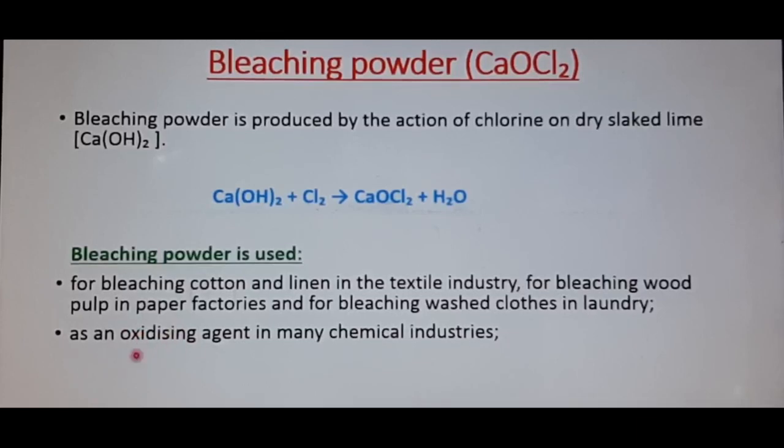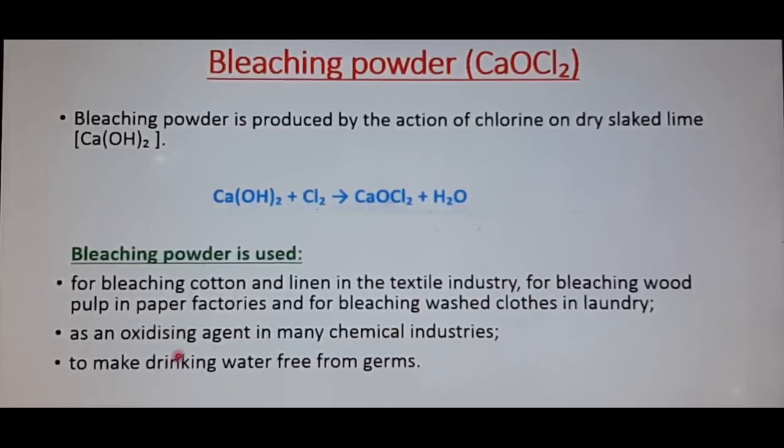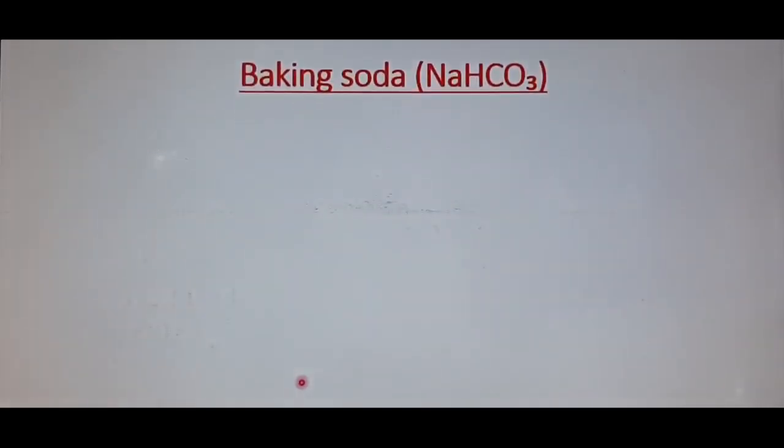Oxidation reaction you have learnt in chapter 1, that addition of oxygen. So from there you can relate this bleaching powder, it works as an oxidizing agent. It is also used to make drinking water free from germs. So these are the uses of bleaching powder. You can make a note of this reaction and uses. Now let's move forward towards the next substance.